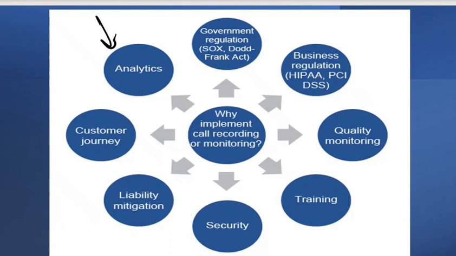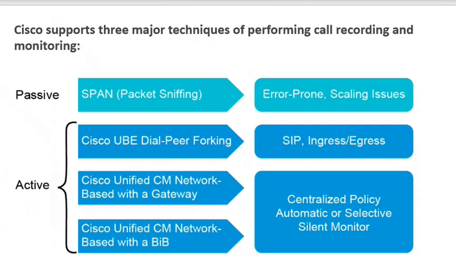True. So different purposes. Cisco supports three major techniques of performing call recording and monitoring. First, as you said, SPAN. SPAN can be configured on the switch, but it is not very feasible for distinguishing between the types of traffic. There are some problems with that. It is error prone. There is a scaling issue.